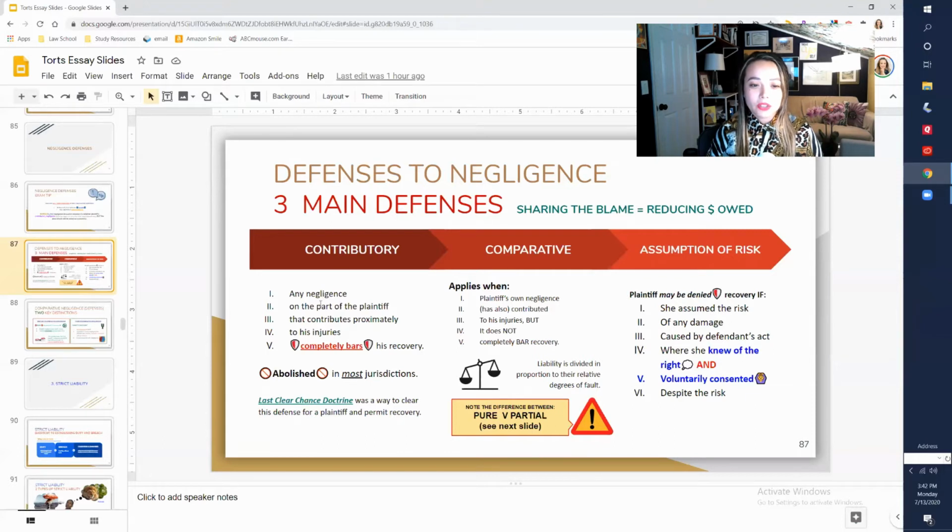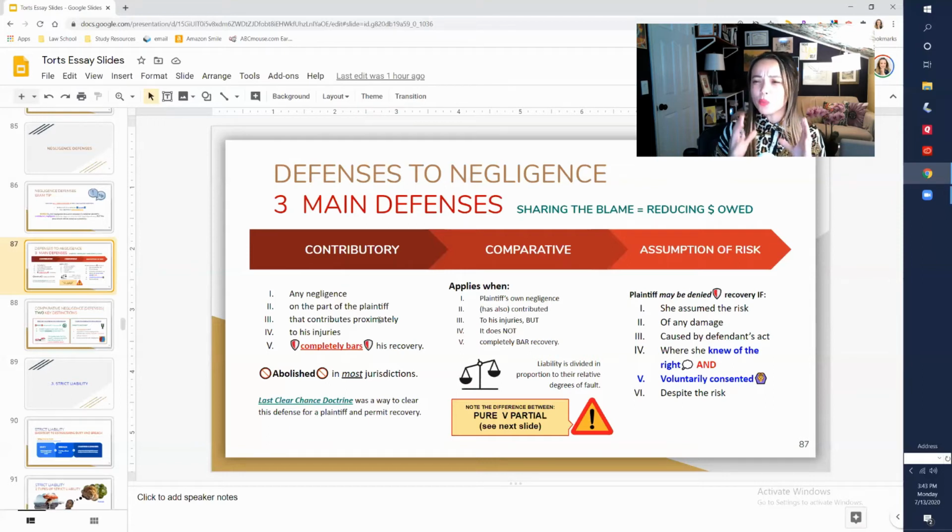So here we go. Contributory: any negligence on the part of the plaintiff that contributes proximately to his injuries completely bars his recovery. So we're talking about proximate causation. Remember the difference between the two. I'm not going to go into that right now, but this theory says that if in any way you proximately caused your damages, then you are barred from recovery. I mean, no money's for you. But again, we have to acknowledge that and state it as a rule statement: any negligence on the part of the plaintiff that contributes proximately to his injuries completely bars his recovery.